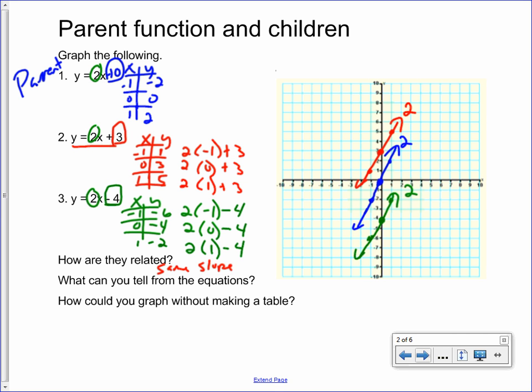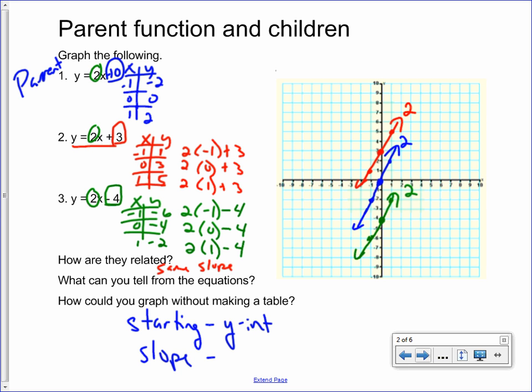Oh, and there is the negative 4. That's where that shows up. So how could I make a graph without using the table? Hopefully we could see that we know we have a starting point. Our starting point could be our y-intercept, and then we could use our slope. It tells you how it's going to go up and over, or rise over run.